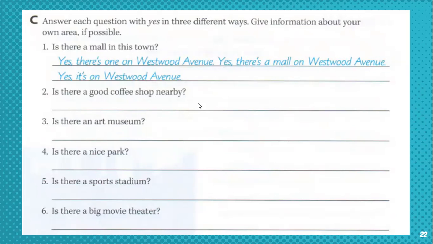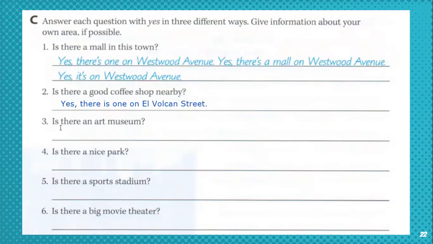Is there a good coffee shop nearby? Imagine that you answer yes. So we answer yes, and we choose only one. There's, or there is, it's possible. Yes, there is one on, let me see, El Volcán Street. We say that. This one is an example. El Volcán Street, and that's all. Yes, there is one on El Volcán Street. That means there is one good coffee shop near my house.